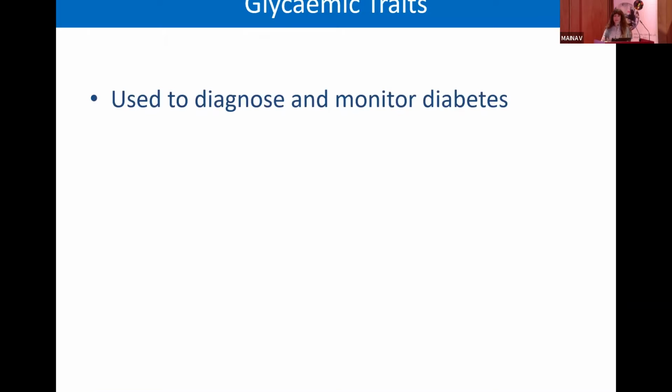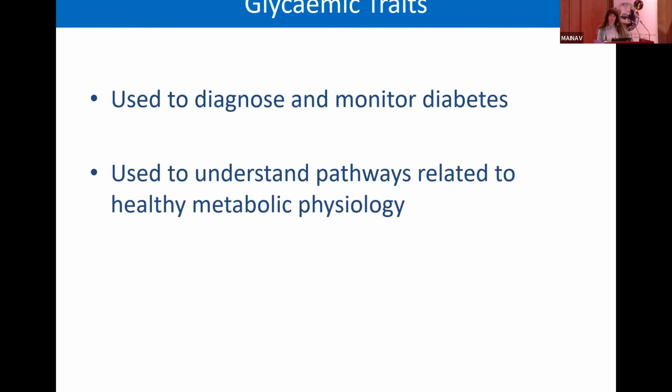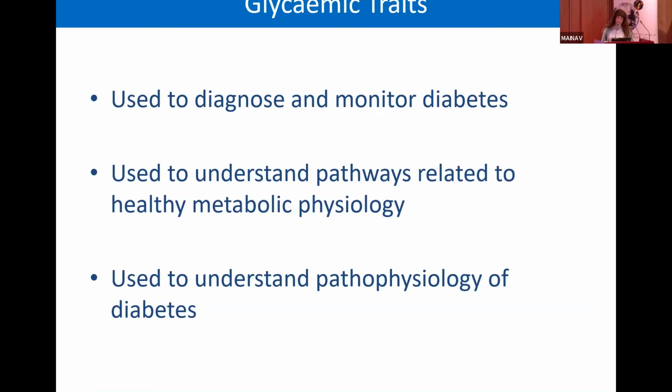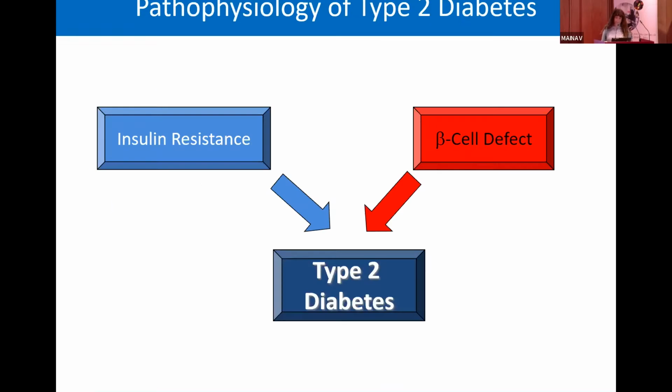So just to get everybody in the same frame of mind, what do I mean by that? And what are glycemic traits used for? Most glycemic traits are used to either diagnose or monitor diabetes, i.e. how well do people respond to anti-diabetes drugs, for example. They can also be very helpful traits to study to better understand pathways that relate to healthy human metabolic physiology, as well as, for those people that do have diabetes, to understand pathophysiology.